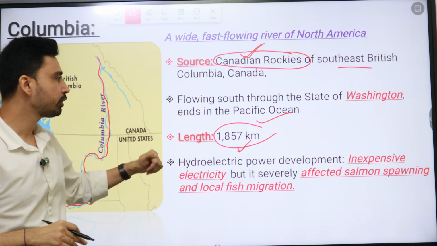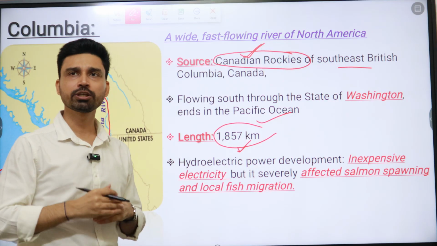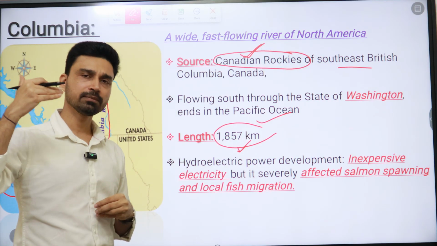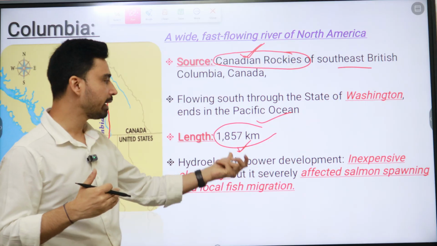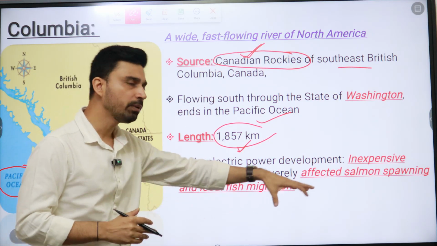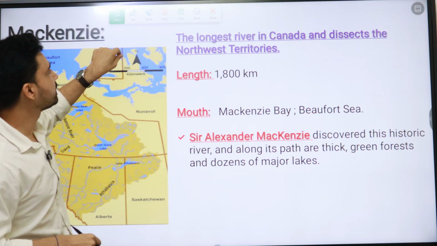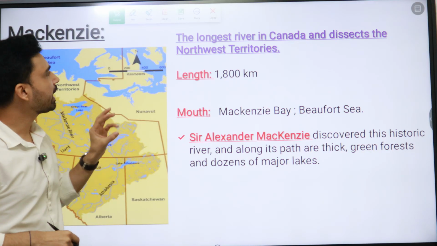The hydroelectric power development, again same logic, because the rivers are descending from higher elevation to lower elevation. At the same time, due to the development of hydroelectricity projects and the construction of dams and all that, it is believed that it has affected the spawning or breeding of salmon fish that is found here, as well as local fish migration getting impacted.